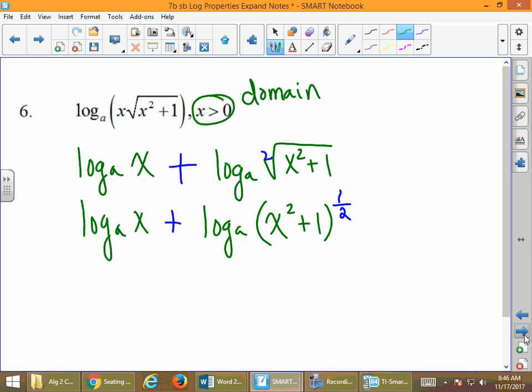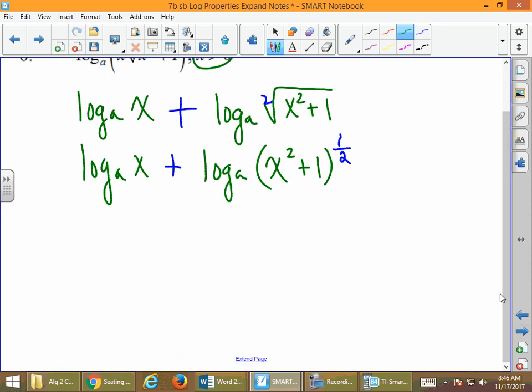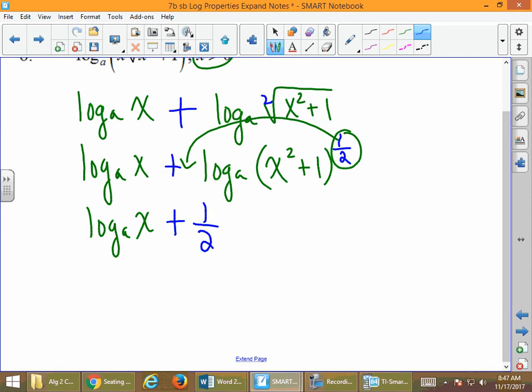Now that we have this written in this format, we can simplify just slightly more, because once again our directions say express all powers as factors, and that 1/2 is a power. So log base a of x isn't going to change, plus we are going to take this value of 1/2 and we're going to rewrite it as a factor. This is going to be plus 1/2 times log base a of x squared plus 1.